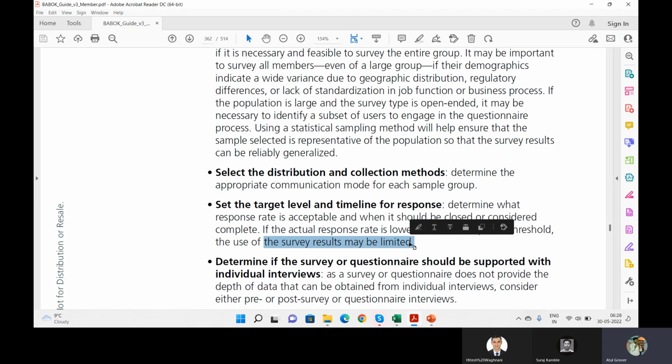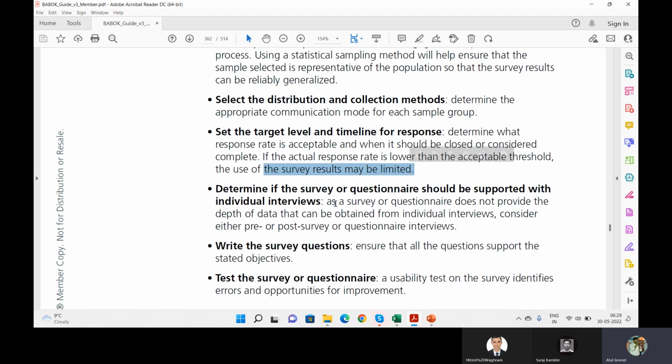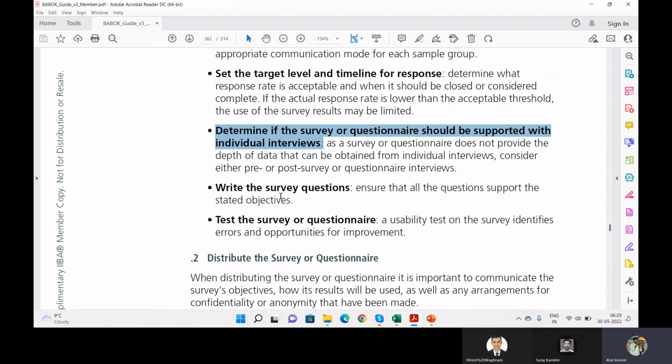Same concept. अगर आपके पास कम result आ रहा है, कम users के आ रहा है, it is tough to make results. Then determine if the survey or questionnaire should be supported with individual interviews. Very good point. भाई मैंने सर्वे किया, मुझे रिस्पॉन्ड मिला कि alcohol is good for health. Let me go for some personal interviews with the guys who have been having alcohol for a long time, and let's see if it supports it or not. So sometimes we go for interviews as well.